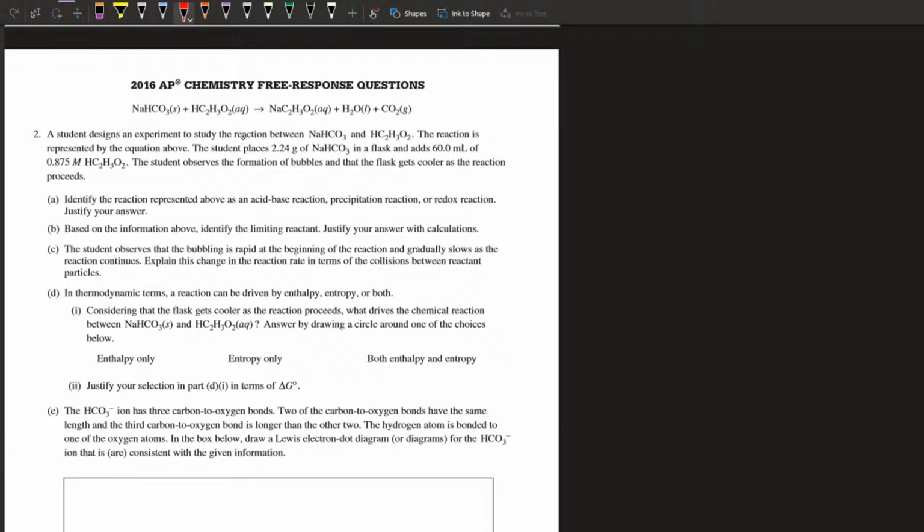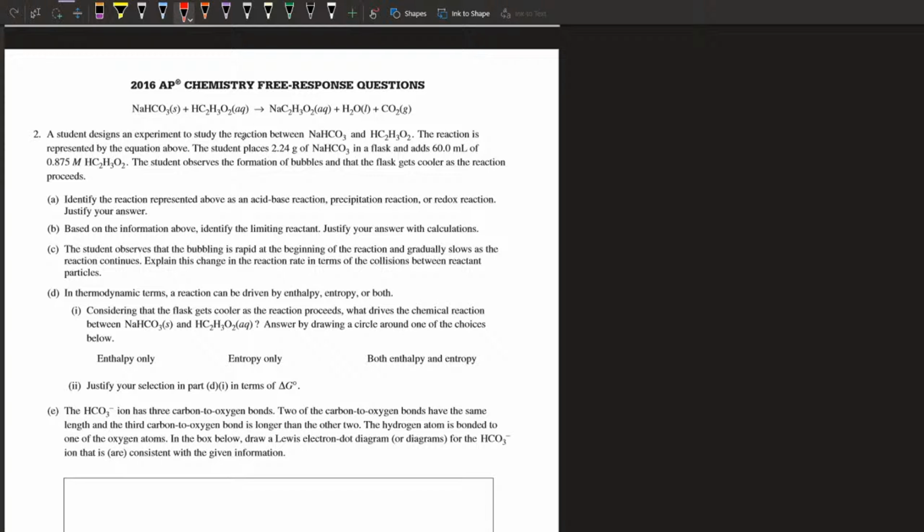So question number 2. A student designs an experiment to study the reaction between NaHCO3 and acetic acid. The reaction is represented by the equation above. The student places 2.24 grams of NaHCO3 in a flask and adds 60 mL of 0.87 molar acetic acid. The student observes the formation of bubbles and that the flask gets cooler as the reaction proceeds. Identify the reaction represented above as an acid-base reaction, precipitation reaction, or redox reaction.